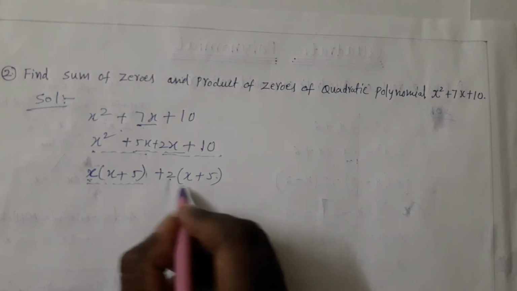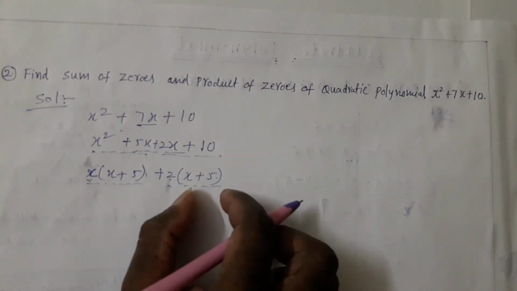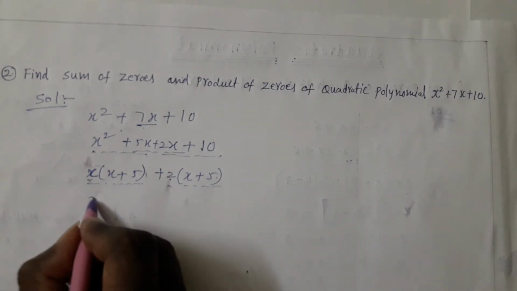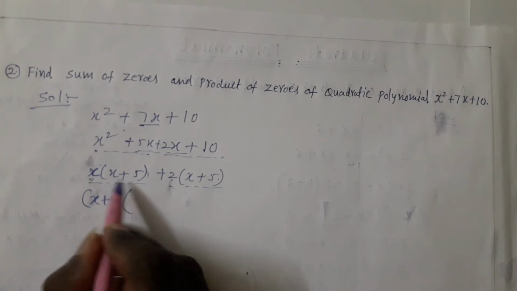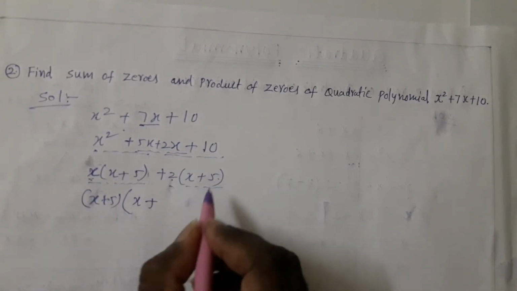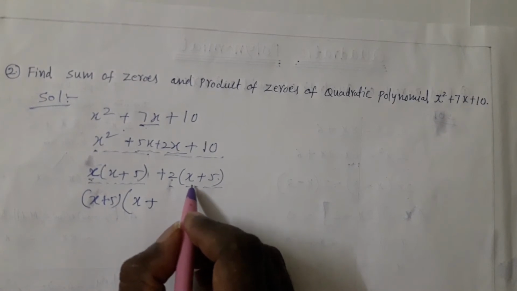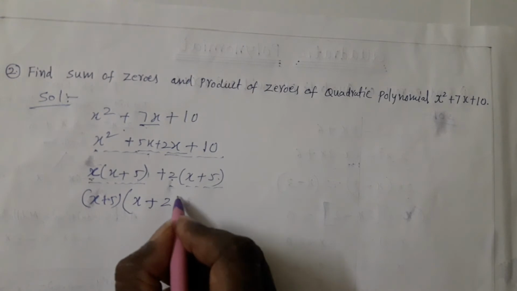From this is one part, this is one part. This part and this part, what is the common? X plus 5 is the common. We have taken x plus 5 common. What is the balance? X is there. Plus. Here we taken x plus 5 common. What is the balance? 2.